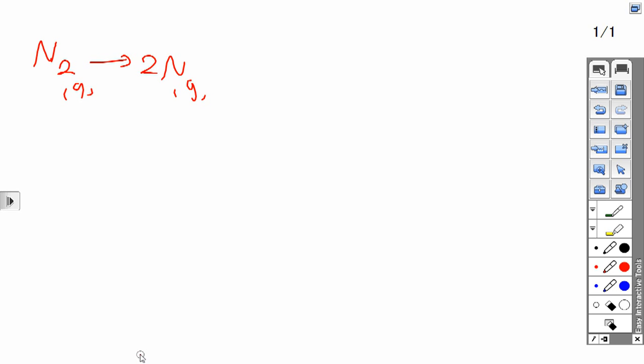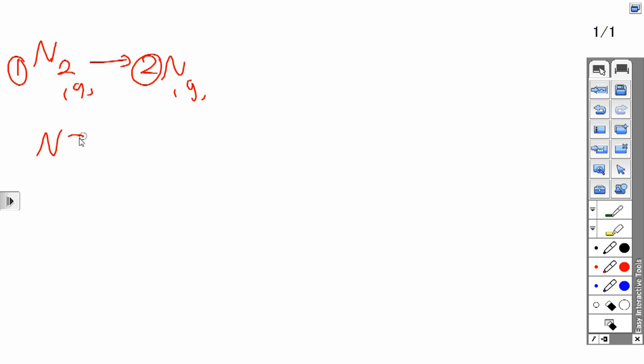Why? Why does the entropy increase? Oh, delta S is the entropy. Why does the entropy increase? Bravo. Because we have here 1 mole and here 2 moles. So the entropy increases. But what about delta H? Not negative. Positive. Why positive? Because we have many reasons.